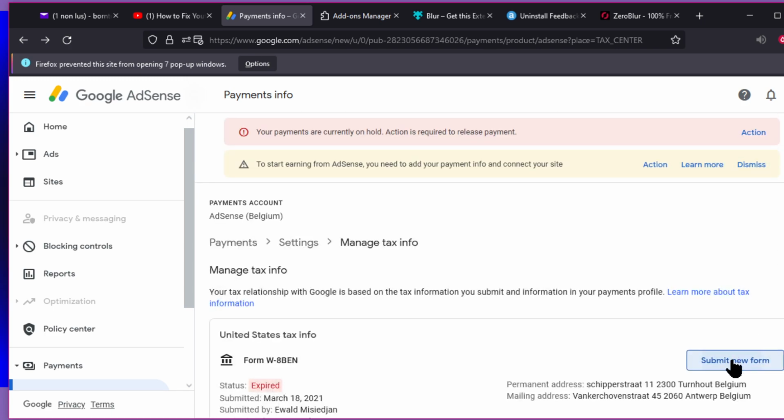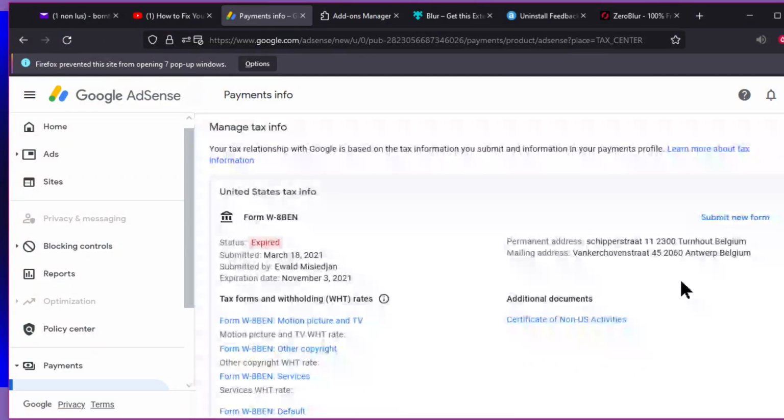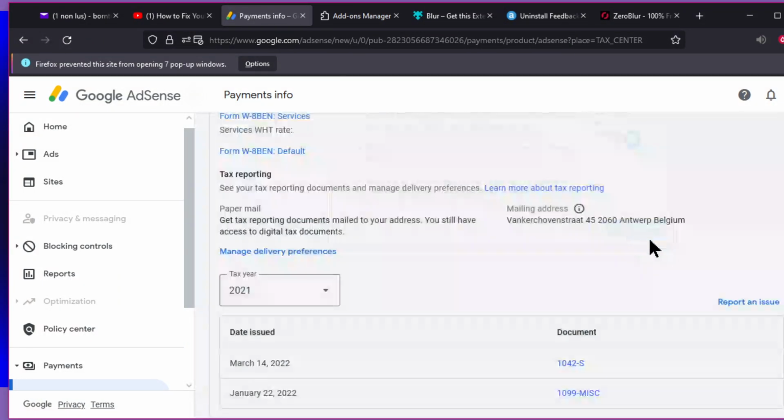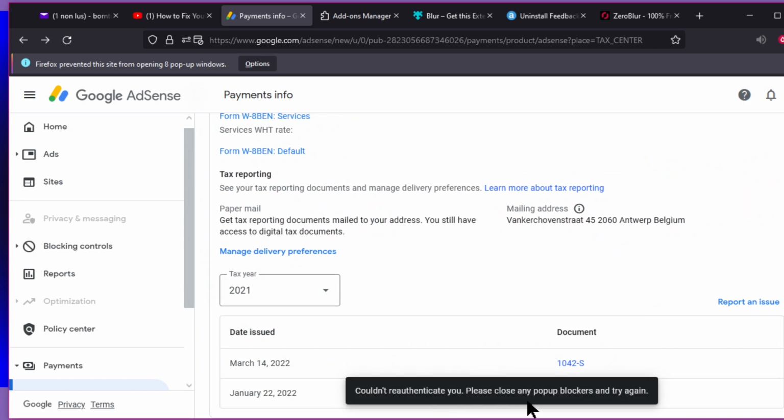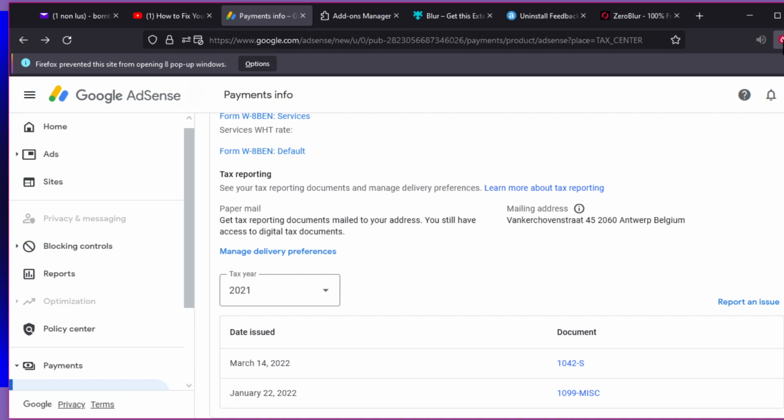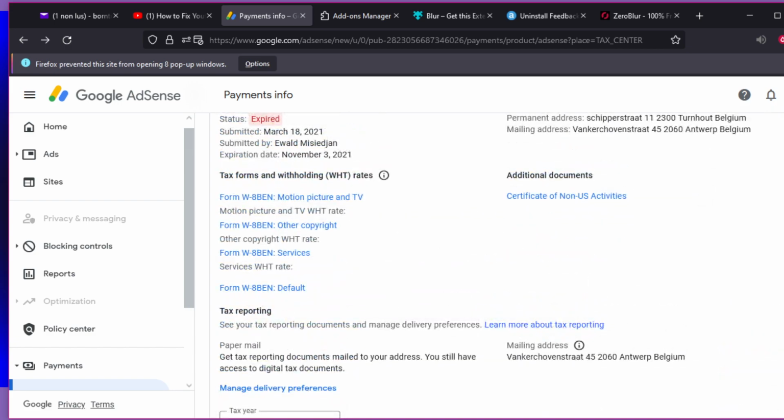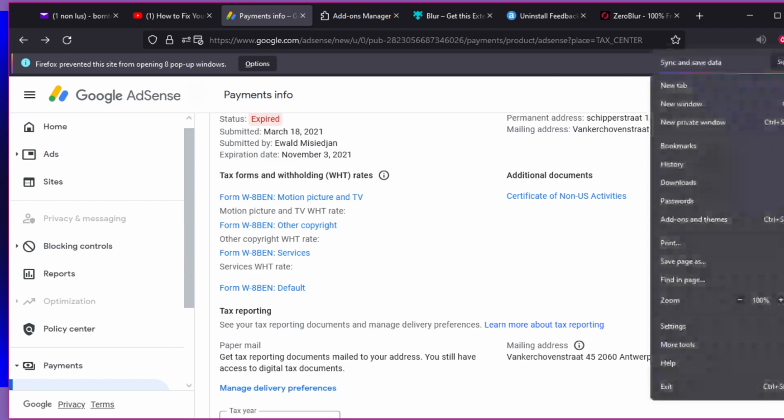So I try again. I click this and I scroll down to see if there's anything showing up down there. It says, please close any pop-up blockers and try again. Pop-up blockers can block a form from opening up. Anyway, let's try to do that. I think I tried that before, but it didn't change anything. We're going to solve this problem.